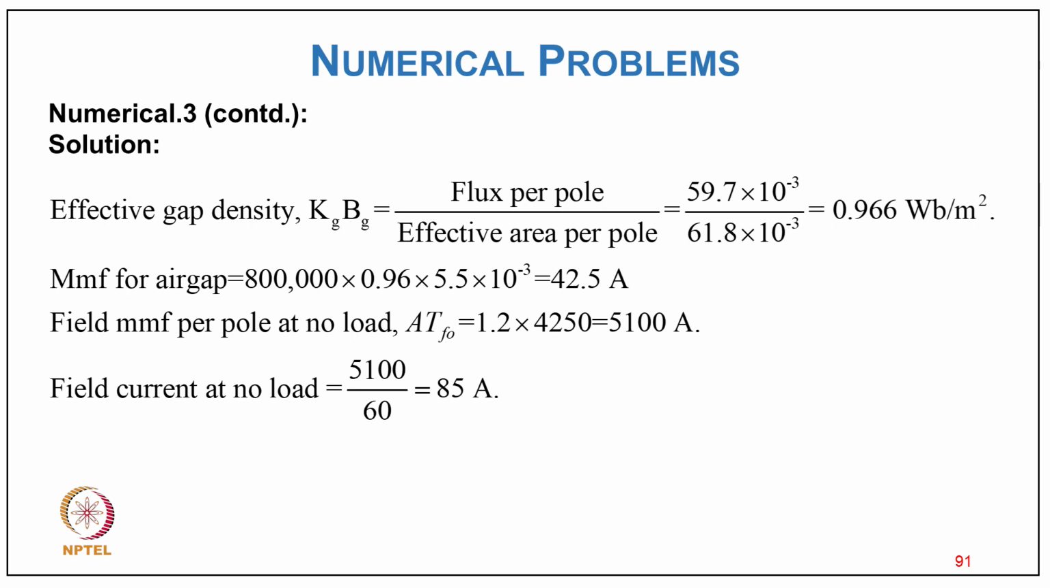MF for air gap is 800,000 Bg Kg Lg, that comes 42.5 ampere, and field MF per no load AT0 is 1 SCR into ATA, that comes 51,000, and field current is your field MF divided by the number of turns, that comes 85 ampere.